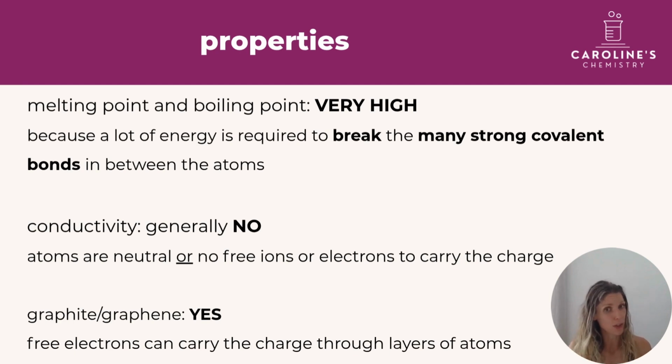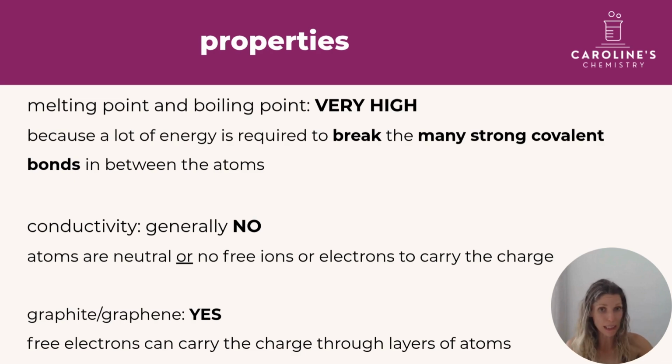Now that's in general. As we said, there's some pretty big exceptions here. And those exceptions are graphite and graphene. And that goes back to the structure that we talked about and the difference in the number of bonds that carbon atoms are making. So graphite and graphene do conduct electricity, which is not typical for giant covalent substances. And that's because, remember, in graphite and graphene, each carbon atom is making 3 bonds. And therefore, we have 1 electron per carbon atom that is free to move and therefore carry the charge.